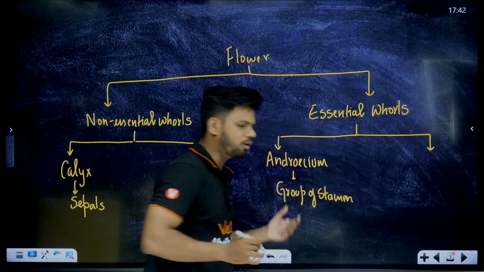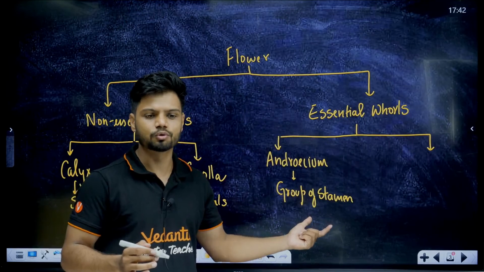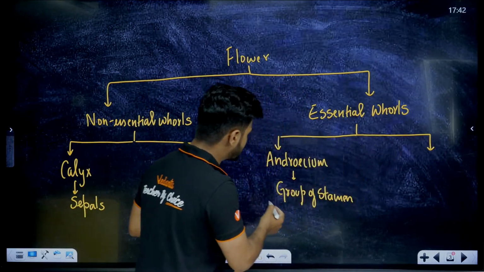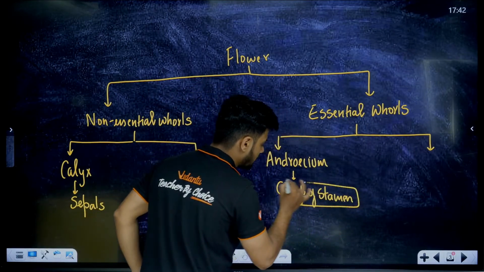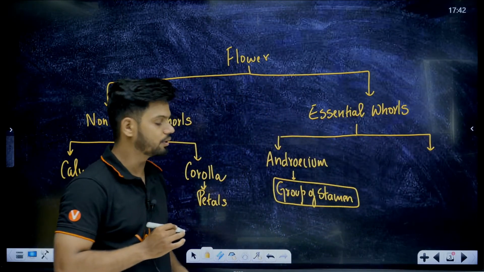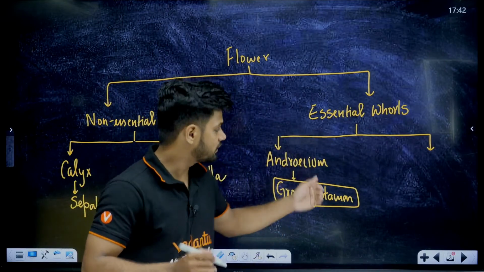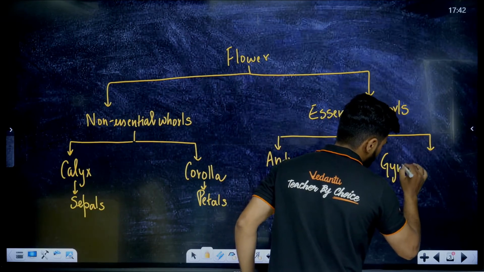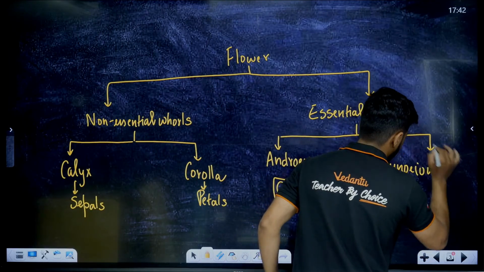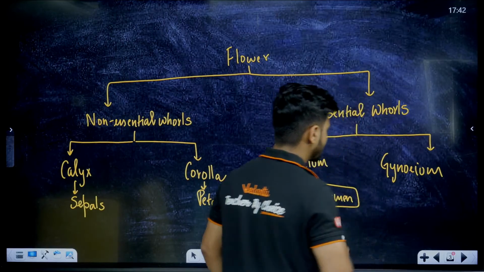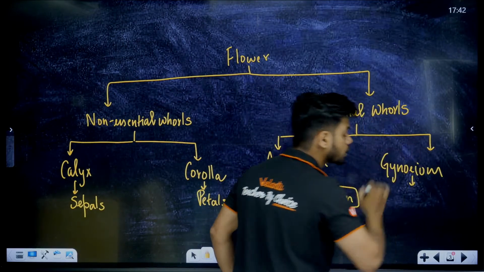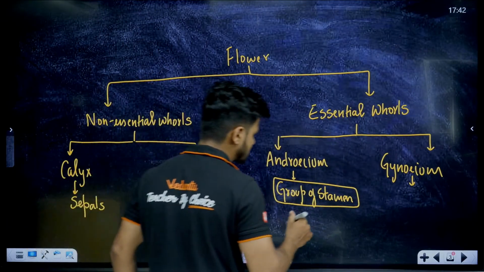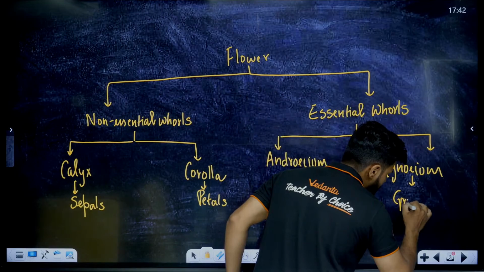Very basics. All these are very basics which every student needs to know who is trying to learn botany. Androecium or the stamen is going to be your male reproductive part, and the female reproductive part is going to be your gynoecium. And gynoecium is a group of your carpels.